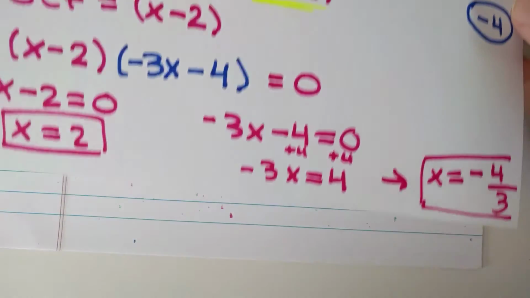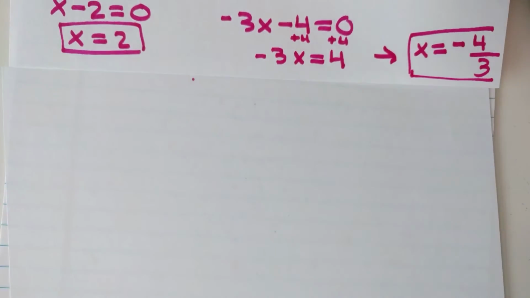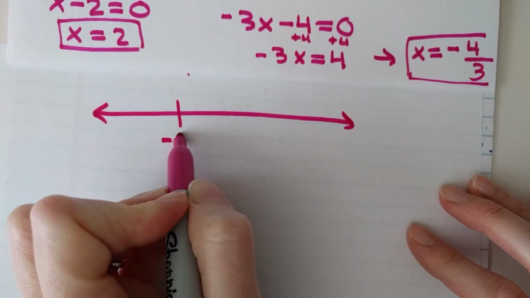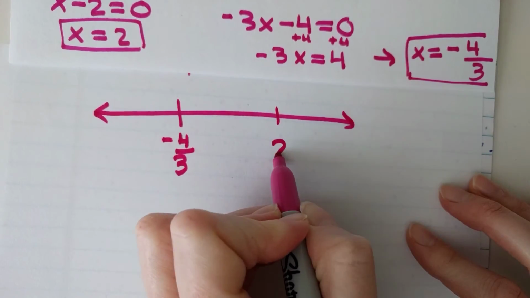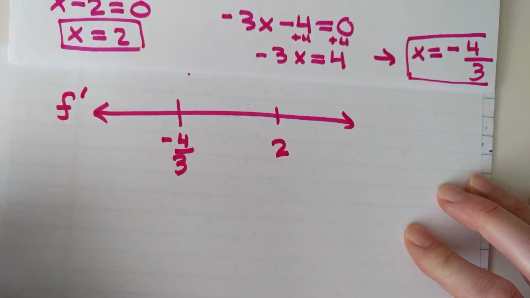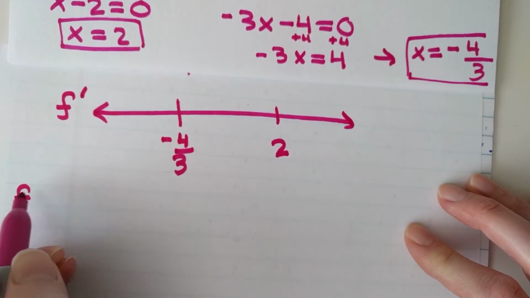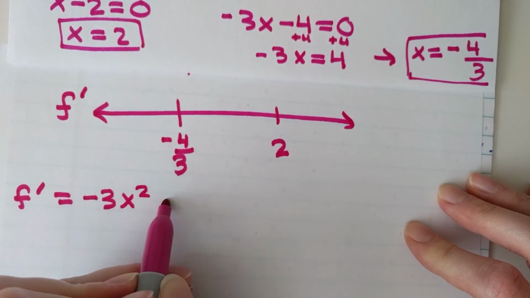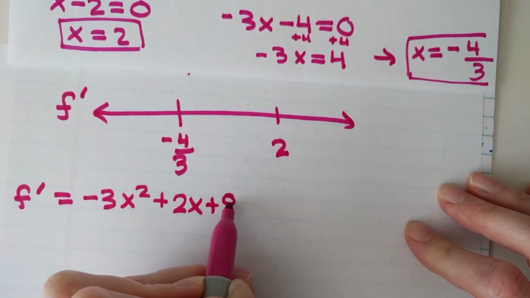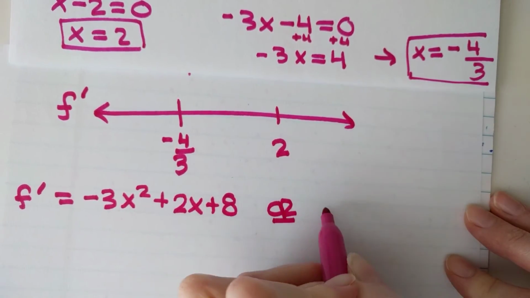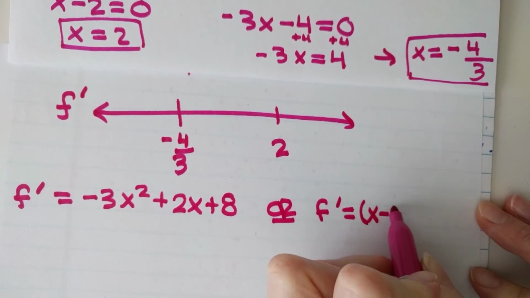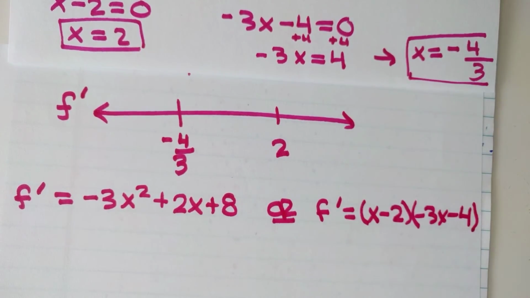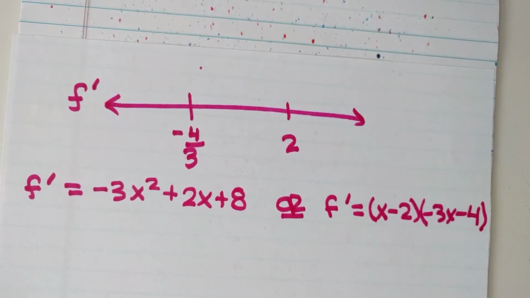So with our critical numbers, we draw our number line. So we would take our 2 and negative 4/3 and draw a number line. Remember, negative 4/3 comes before 2. And we want to plug this into our derivative. Now, it's totally up to you. You can plug it into the derivative that is the negative 3x squared plus 2x plus 8, or you can decide to plug it into the factored form of the derivative, which we found is x minus 2 times negative 3x minus 4.